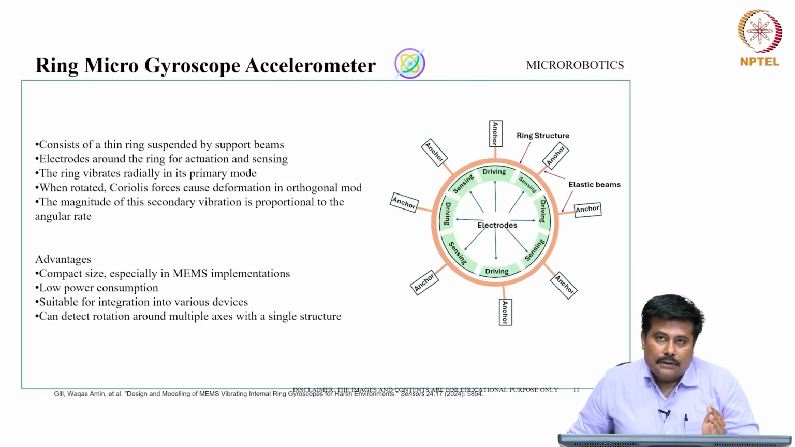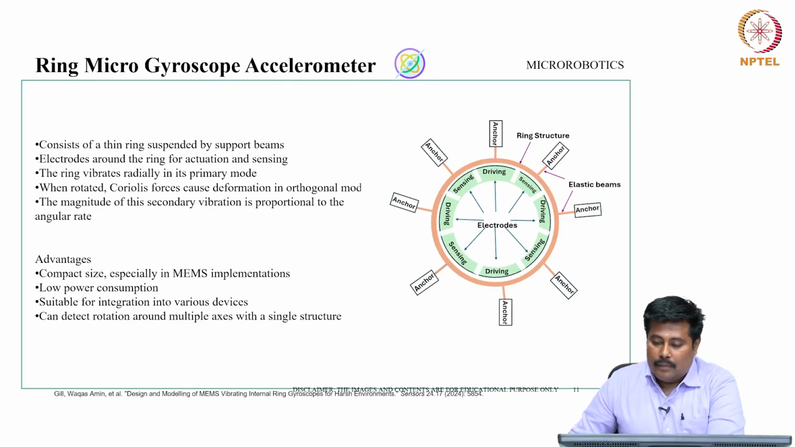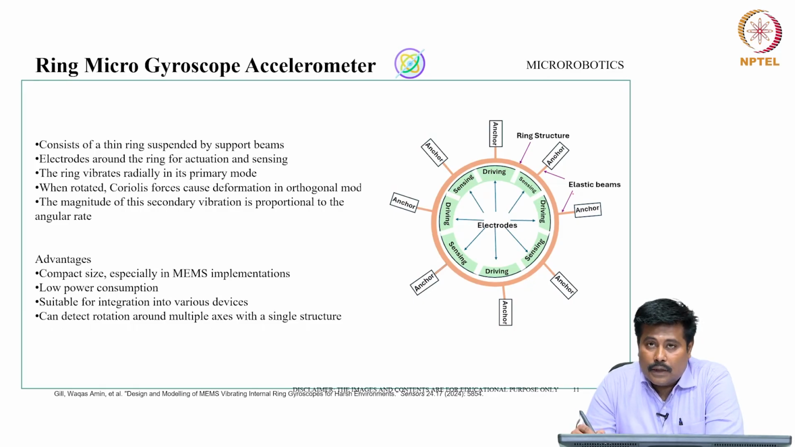Next, let us discuss the ring micro gyroscope accelerometer. If we see the overall construction, it has anchors, and then there is a ring structure connected to the anchors in the form of an elastic beam, and it has an inner electrode inside, which senses the driving and the sensing.